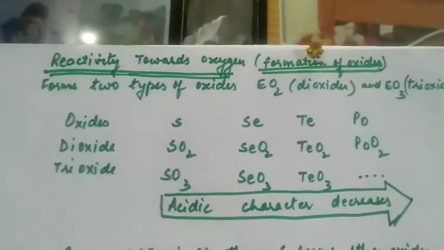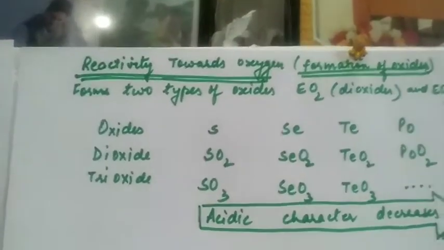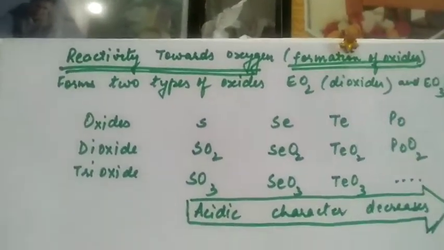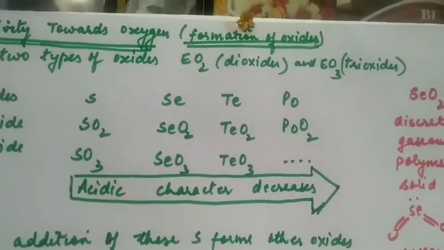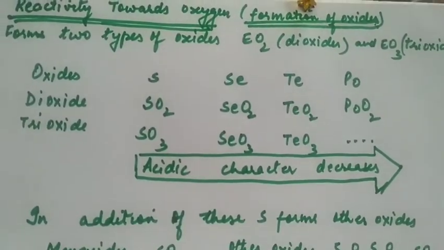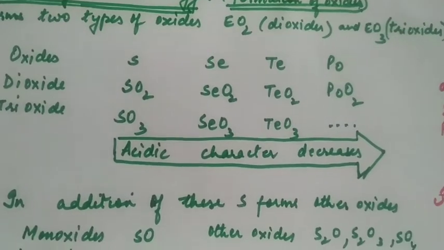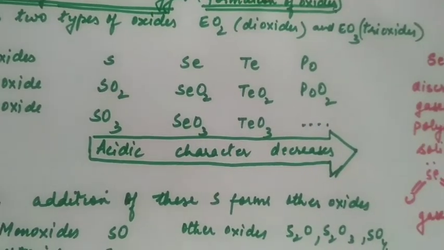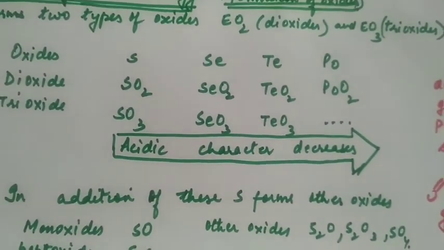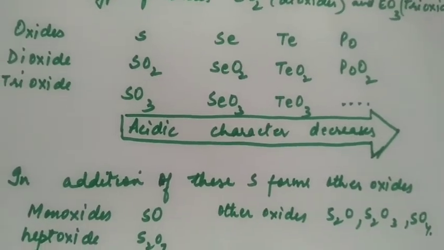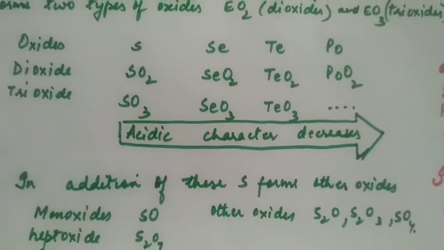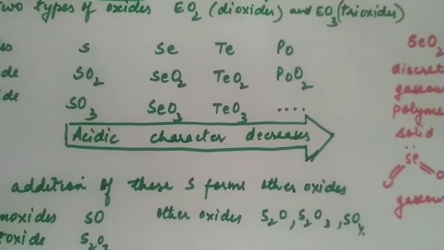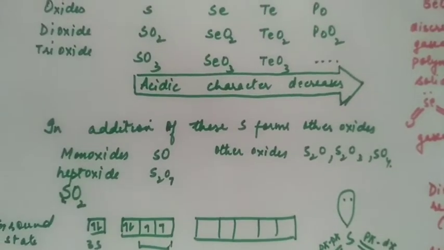Reactivity towards oxygen, formation of oxides. These oxygen family elements form two types of oxides, dioxides and trioxides. For example, for sulfur, selenium, tellurium, polonium, dioxides. Polonium does not form trioxides because of inert pair effect. Acidic character of these oxides decreases down the group.